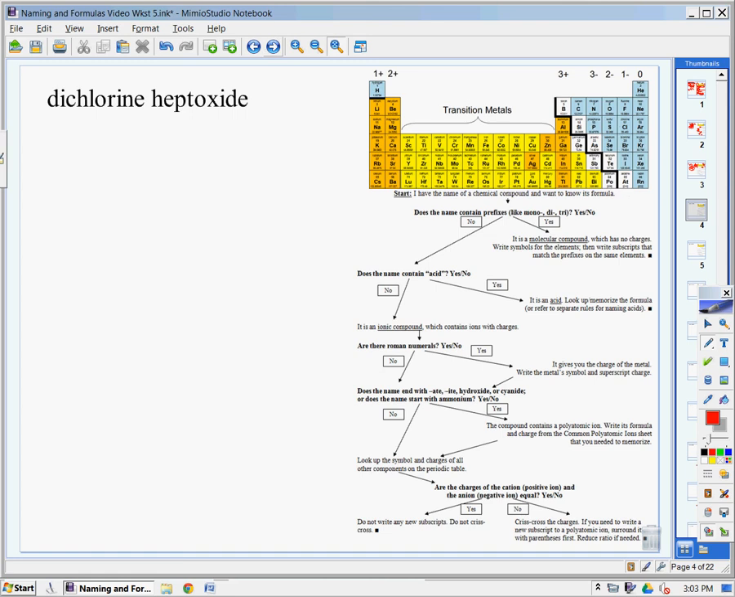Let's look up number 8 here. Dichlorine heptoxide. Does the name contain prefixes? Yes, it does. It's molecular. Cl, di means 2. Hept means 7, and in front of oxide, so it's just 7 O's. So Cl2O7, done, easy. Notice we stop right here at the little stop sign.